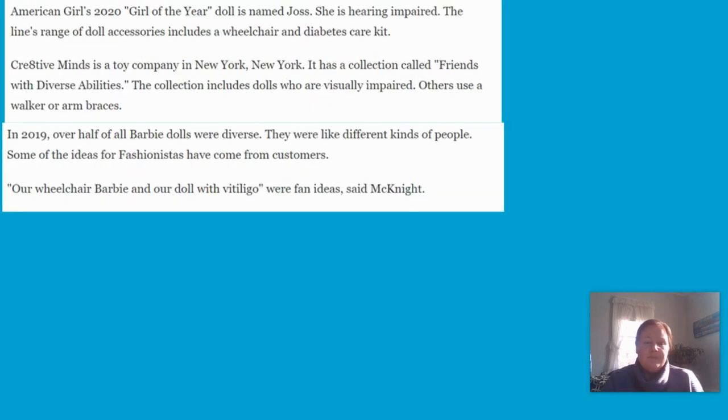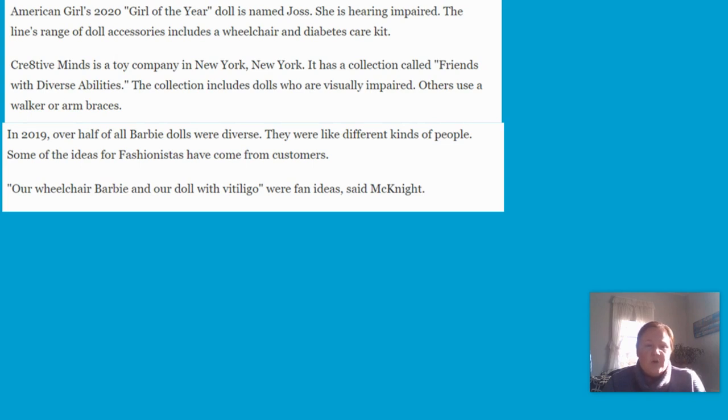she said. American Girl's 2020 Girl of the Year doll is named Joss. She is hearing impaired. The line's range of doll accessories includes a wheelchair and diabetes care kit. Creative Minds is a toy company in New York, New York. It has a collection called Friends with Diverse Abilities. The collection includes dolls who are visually impaired. Others use a walker or arm braces.